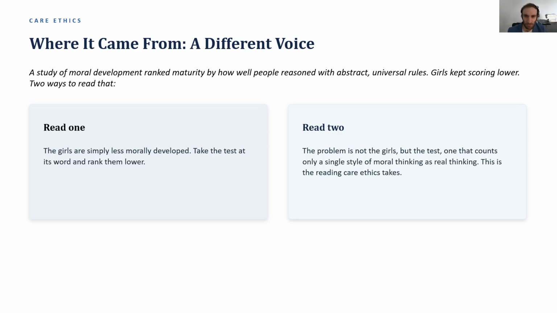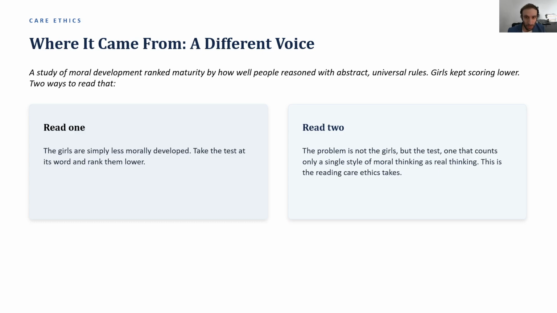So let me first speak of the origin of care ethics, since the context will help us to understand what it is. In the late 20th century, a researcher and feminist ethicist named Carol Gilligan studied how people grew up morally. The leading model at the time ranked moral maturity by how well a person reasoned with abstract, universal principles. The higher you climb towards impartial, universal rules, the more morally mature you were said to be.